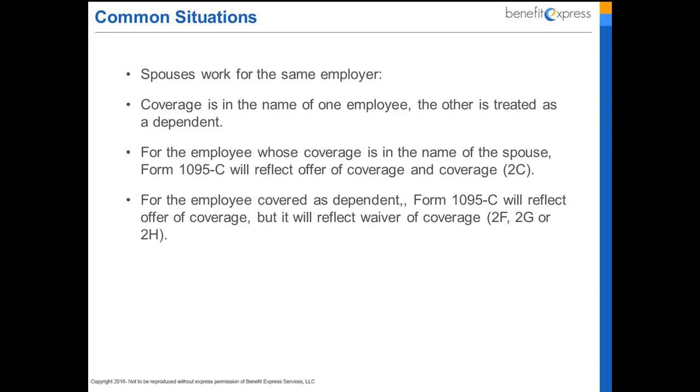Spouses work for the same employer. Coverage is in the name of one employee and the other is treated as a dependent. For the employee whose coverage is in the name of the spouse, Form 1095-C will reflect offer of coverage and coverage, 2C. For the employee covered as a dependent, the 1095-C will reflect offer of coverage, but it will reflect a waiver of coverage, either 2F, 2G, or 2H. And then the 1095-B will indicate that person is covered.